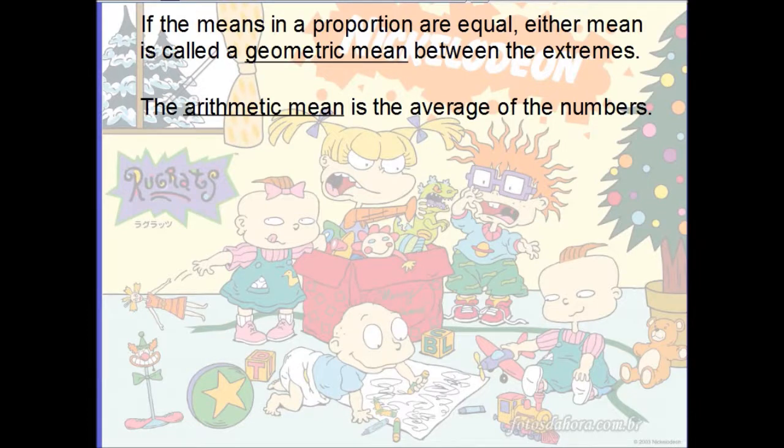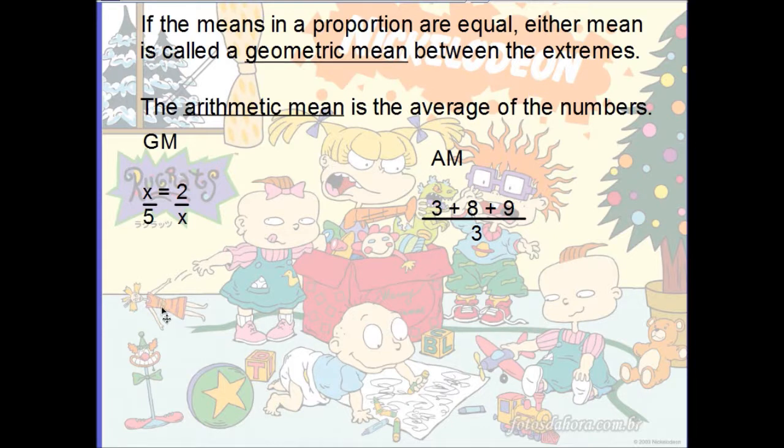If the means in a proportion are equal, either mean is called the geometric mean between the extremes. The arithmetic mean is the average of the two numbers. So let's draw out an example. In this example of geometric mean, x over 5 equals 2 over x. When we look at those, the first and fourth terms are exactly the same. The other two could be different, but when either the extremes or the means are identical, then we have a geometric mean.